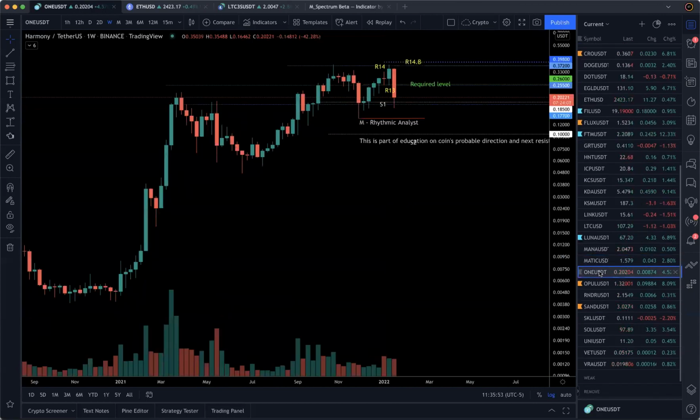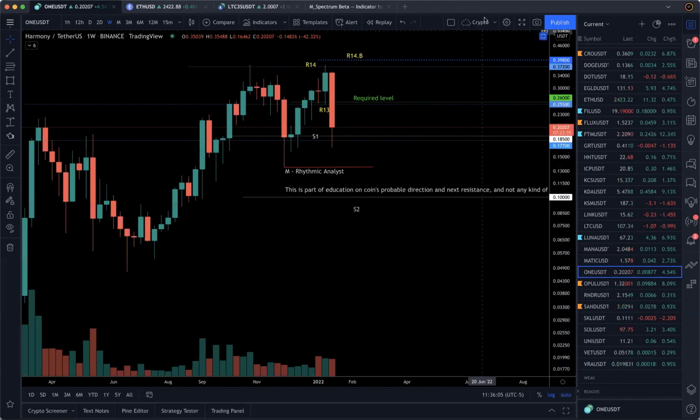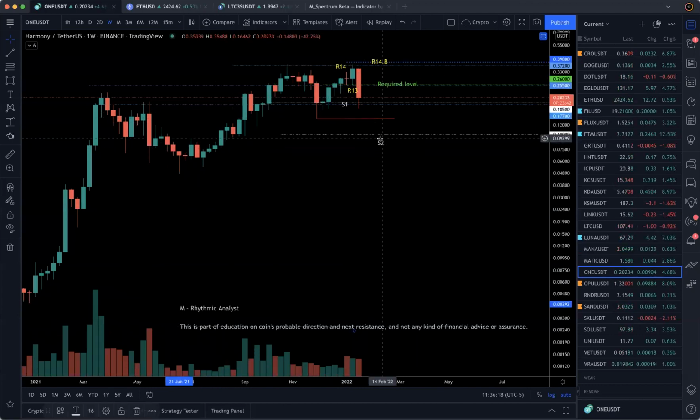But these are strong coins. Matic is a strong coin. One is a strong coin. Luna is a strong coin. FTM is a strong coin. Atom is a strong coin in present time. Yeah, so it has hit S1 and bounced. After that, this level. After that, S2.